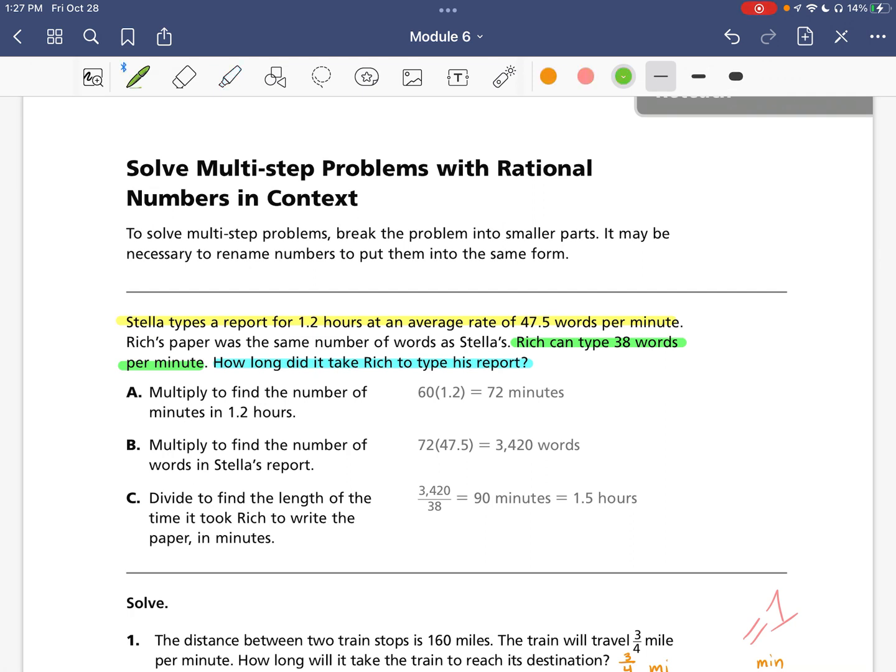So we first need to change our units to be all minutes. So here we have hours. That's what we're doing in this first step here. We're doing 60 minutes times our hours. And now this is changed into 72 minutes. And now we can multiply to find the number of words in Stella's report.